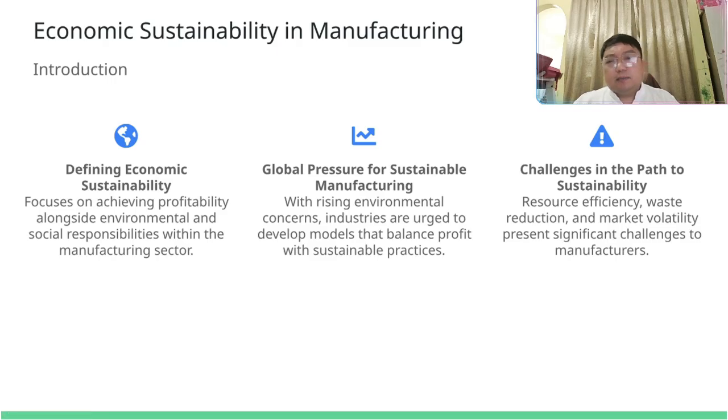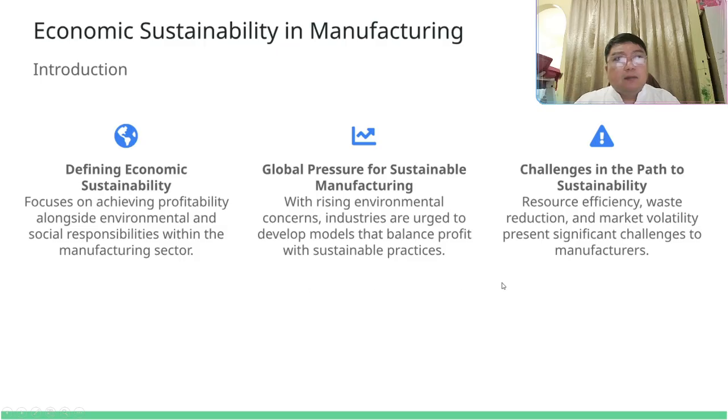What is economic sustainability? Economic sustainability in manufacturing focuses on achieving profitability alongside environmental and social responsibilities within the manufacturing sector. There is a global pressure for sustainable manufacturing with rising environmental concern. Industries are urged to develop models that balance profit with sustainable practices. Challenges on the path to sustainability, which are resource efficiency, waste reduction, and market volatility, represent significant challenges to manufacturers.